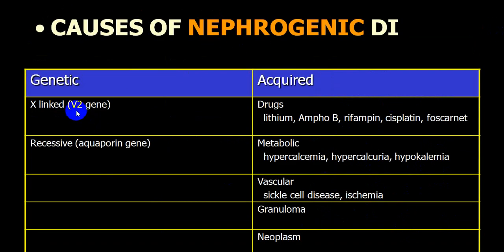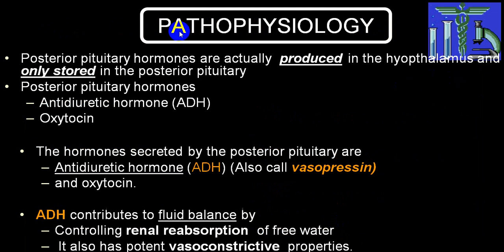And among the nephrogenic variety, it is sex-linked or autosomal recessive. Among acquired, the most common drug, lithium, is very, very common. Metabolic disorders, hypercalcemia, hypokalemia, vascular disorders like sickle cell, granulomas, certain neoplasms, polycystic kidney, obstructive uropathy, all those conditions.